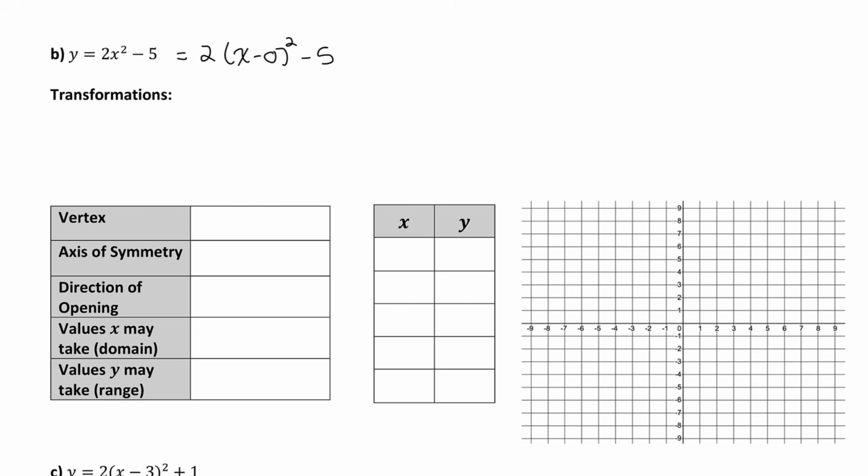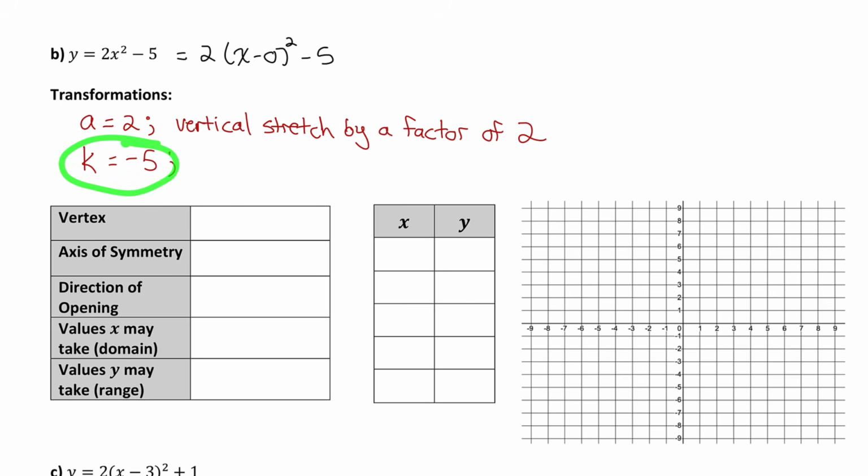And notice the two parameters that we have transforming x squared are an a value of 2. I know it's an a value because it's being multiplied in front of the power. And a k value of -5. I know that's k because it's being subtracted after the power. An a value of 2 causes a vertical stretch by a factor of 2. And a k value of -5 causes the parabola to shift down 5 units.